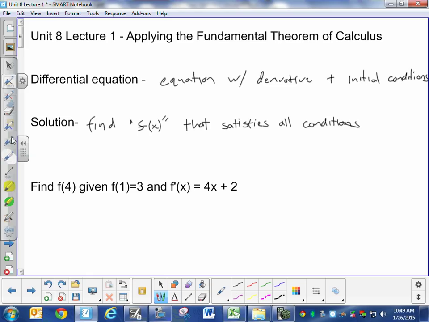So let's maybe take this one step at a time. I'm going to erase this to start, but it's going to come back. So if you already wrote it down, don't worry about it. I could ask you to solve the differential equation given f of 1 is 3 and f prime is equal to 4x plus 2. And you could find f that satisfies those conditions. So ready, set, go, and do that.